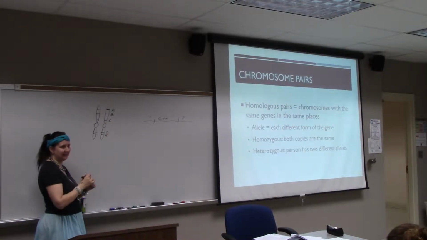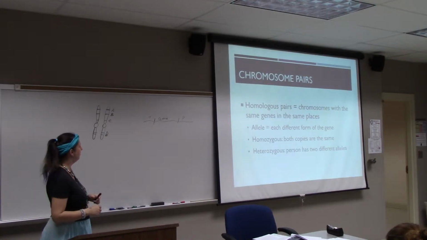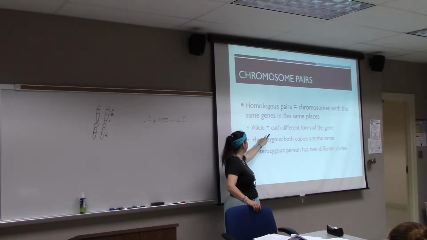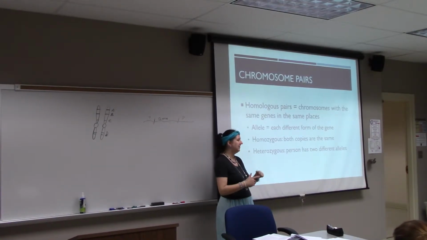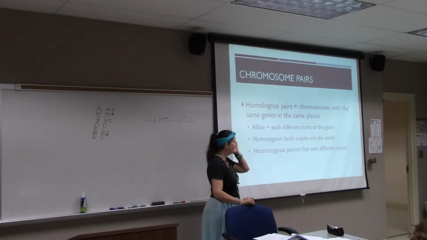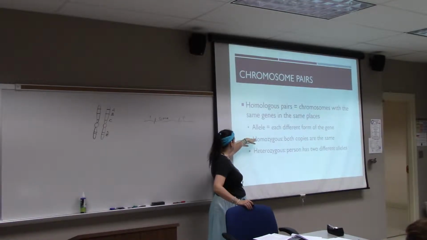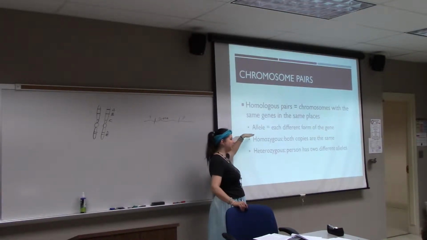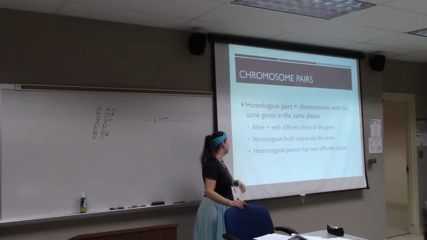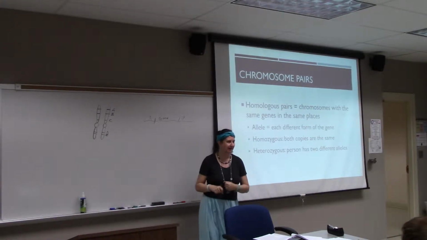Say something like that, although there would be a lot more than just 5 genes on each chromosome. Each different form of the gene is called an allele. So a different form of the gene would give you a different form of the protein. If both copies of the gene are the same, then it's called homozygous, same pair. If you have 2 different alleles, that's called heterozygous, different pair.